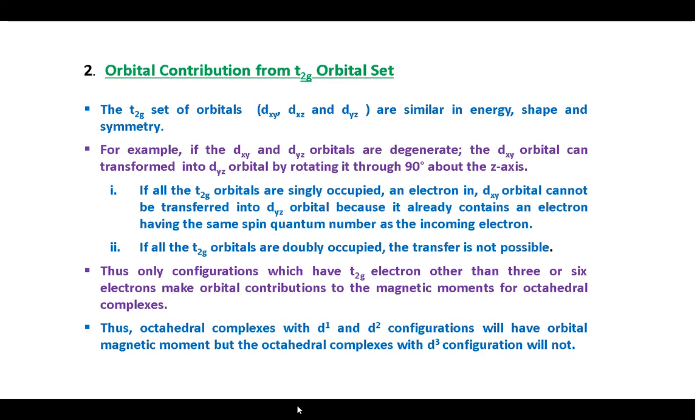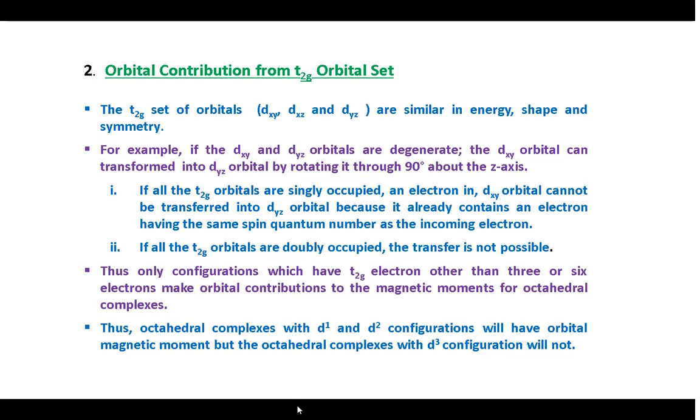Second one is orbital contribution from the t2g orbital set. The t2g set of orbitals, meaning dxy, dxz, and dyz, are similar in energy, shape, and symmetry. For example, the dxy and dyz orbitals are degenerate, and the dxy orbital can be transformed into the dyz orbital by rotating it through 90 degrees about the z-axis.